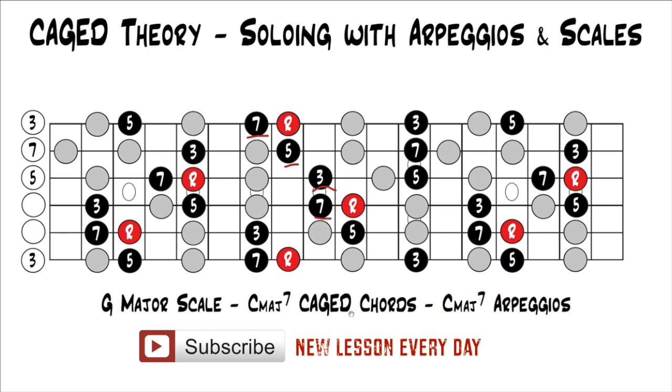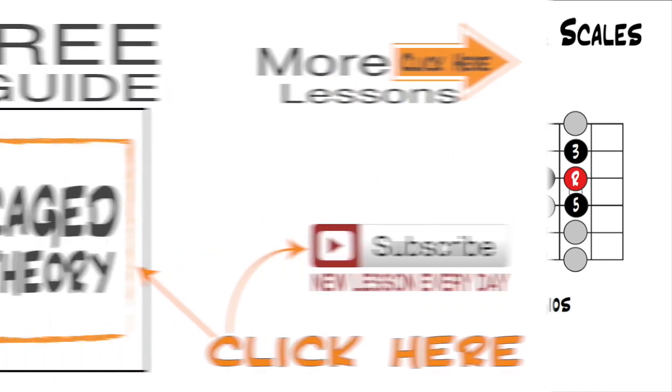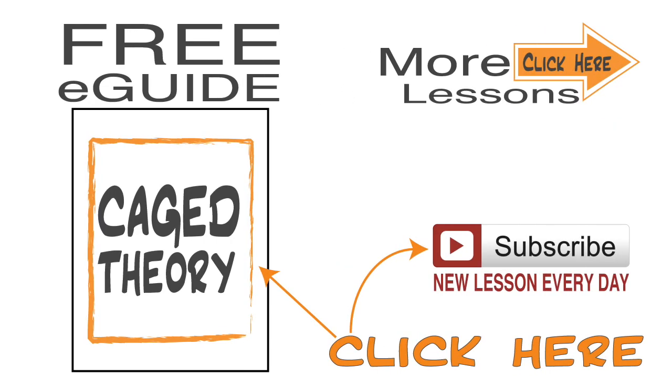And now you don't have to worry about modes or anything. You just visualize the CAGED chords and the arpeggios. Those are always your strong landing tones. Use the other notes for color tones to throw them in, and then just land on your arpeggio tones. You're always going to sound strong. So that's how you can use the CAGED system for soloing.